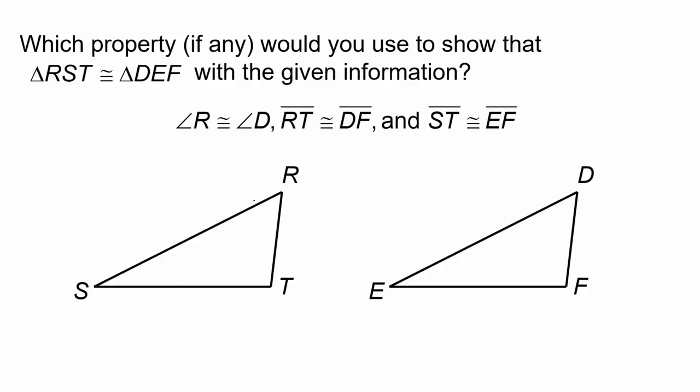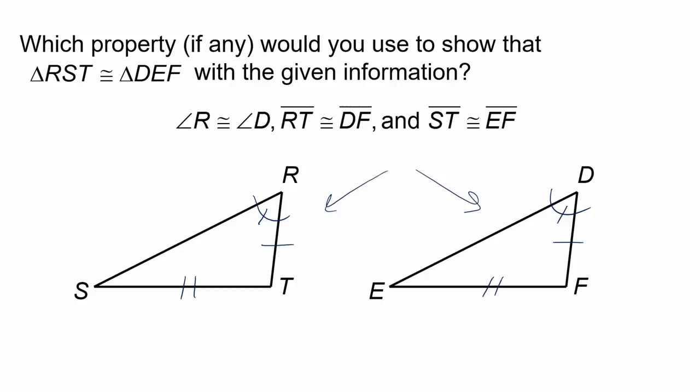We know that angle R is congruent to angle D. We have segment RT congruent to segment DF, and segments ST and EF are congruent. So looking at this, we have two sides and a non-included angle congruent to two sides and a non-included angle.